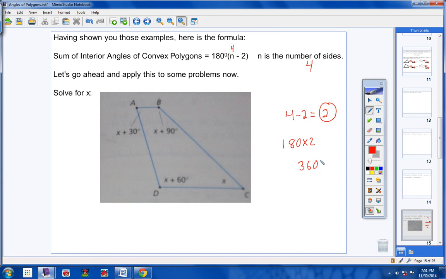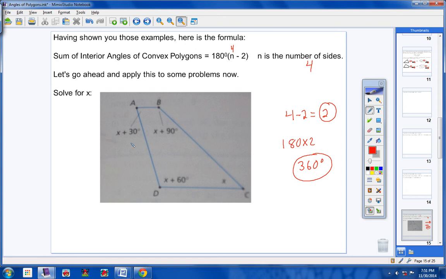Let's go over that again. I know most of you have it, but let's go over this one more time. I have 4 sides. So however many sides I have, I put that right here for n. So 4 minus 2 is 2. And then I take 180 times 2. So the sum of the interior angles is 360.